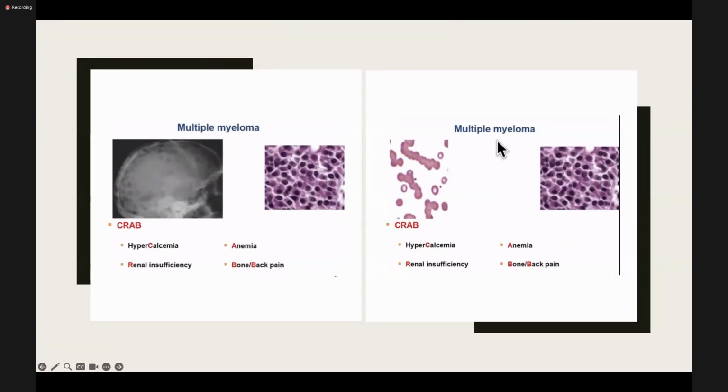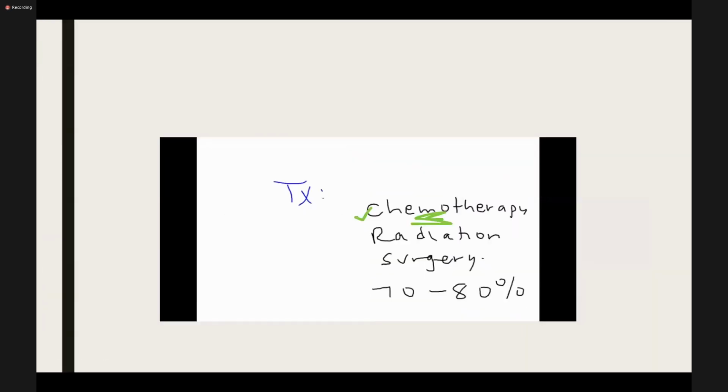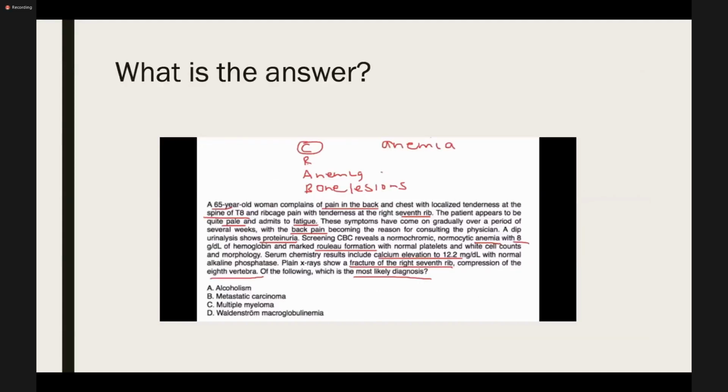In multiple myeloma, in the smear, you're going to see stacked RBCs, a stacked coin RBC called a rouleau formation. You're going to see that. And the best way to treat that is as a cancer, you do chemotherapy and radiation.